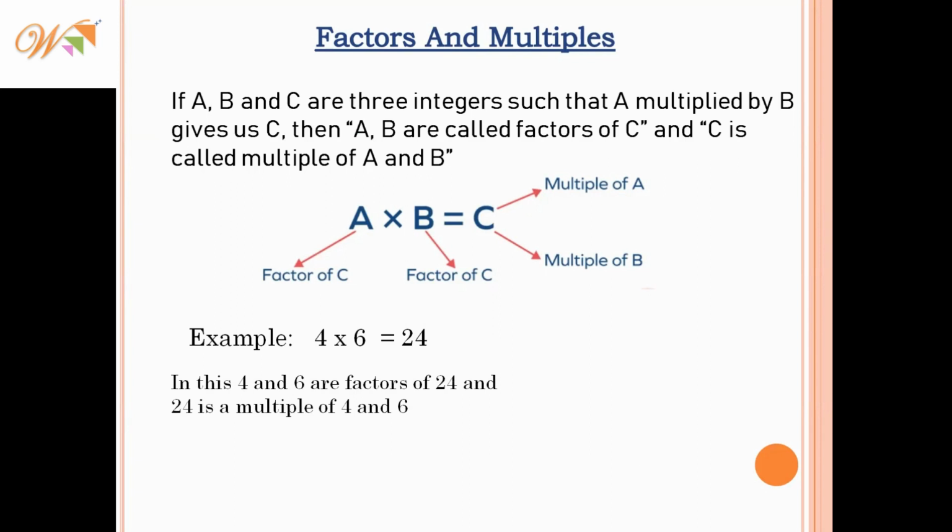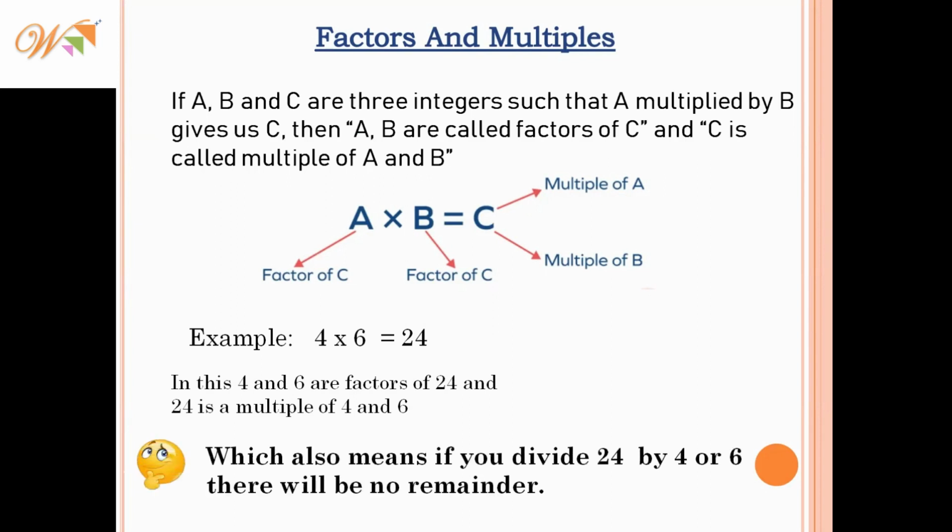Which also means that if you divide 24 by 4 or if you divide 24 by 6, there will be no remainder. Right? Because if you divide 24 by 6, you will get 4 in the answer. If you divide 24 by 4, you will get 6 in the answer. There will be no remainder. Now remember this fact. This is interesting, and remembering this fact will actually help you in competitions.